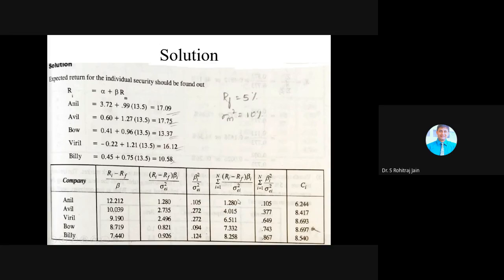Similarly, the next column is concerned, summation of I is equal to 1 to n, beta I square divided by sigma ei square. So I need to summate the fourth column, that is 0.105. I'll be retaining 0.105 like this. Now 0.105 plus 0.272 will give me 0.377. 0.377 plus 0.272 will give me 0.649. 0.649 plus 0.094 will give me 0.743. 0.743 plus 0.124 will give me 0.867. Okay, so this is how I am calculating the summation of the third and the fourth column.